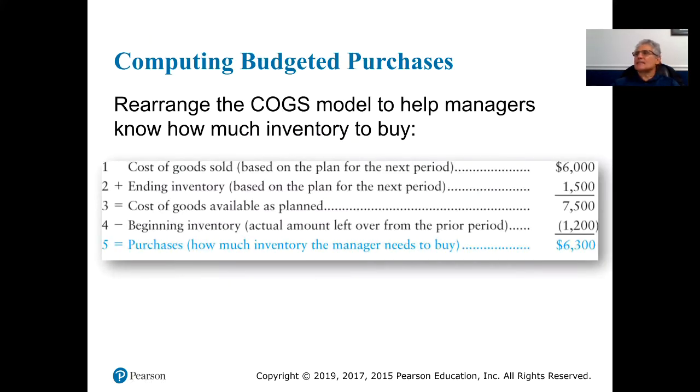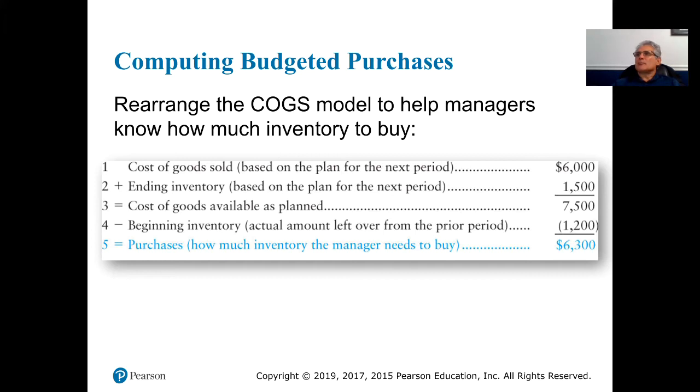Now, in many cases, we can rearrange this number if we're missing something. So for example, let's say we're missing purchases and we're trying to figure out what the purchases are. However, we know what the cost of goods sold is. So if we start off with the cost of goods sold, we can think, okay, wait a minute. If I add the ending inventory to it, then I'm going to end up with the goods available for sale as what was planned of 7,500. Now all I need to know is the beginning inventory, and we can compute what our purchases should be.